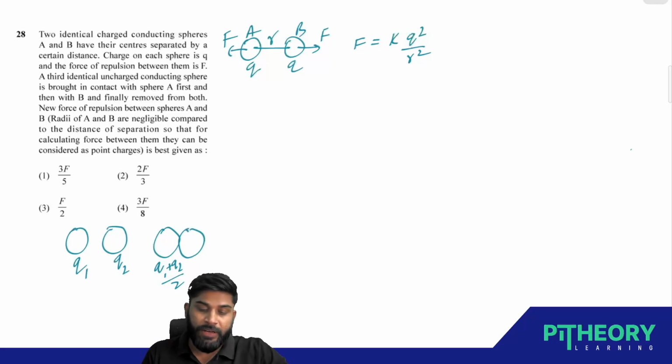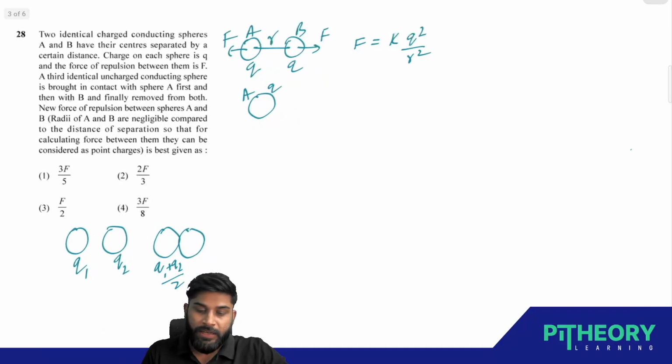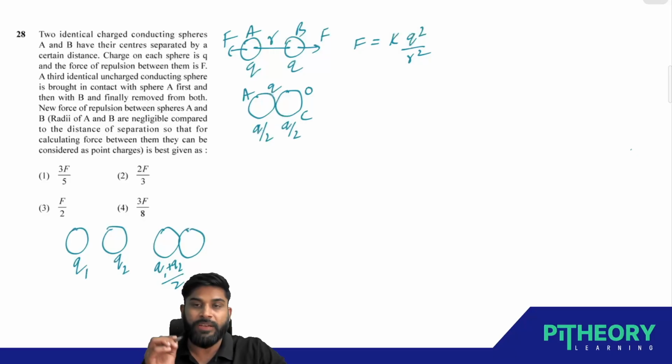So here, if you are taking A, which has charge Q, you place this in contact with C, whose charge is actually 0. So the average, when you take the charge on both, becomes Q by 2 and Q by 2.